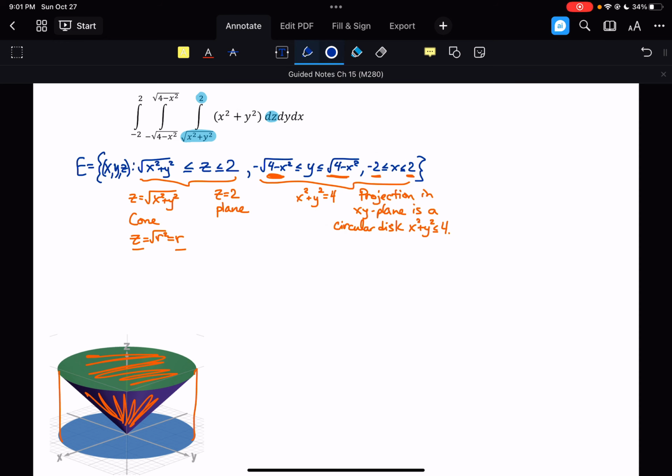So what we want to do here is convert our triple integral of x squared plus y squared dV. So instead of dz, dy, dx, we want to convert this into cylindrical. So we're going to set up the triple integral: x squared plus y squared is r squared, and then r dz, dr, d theta.